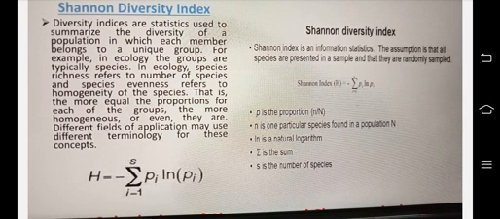Pi log Pi, Shannon Diversity Index. Shannon Index is an information statistic. The assumption is that all species are present in a sample and that they are randomly sampled. Shannon Index H is equal to the negative summation of Pi ln Pi. P is the proportion n by N, where n is the number of a particular species found in a population and capital N is the total. ln is the natural logarithm. Summation is the sum over the number of species.